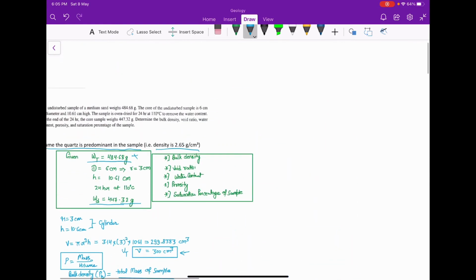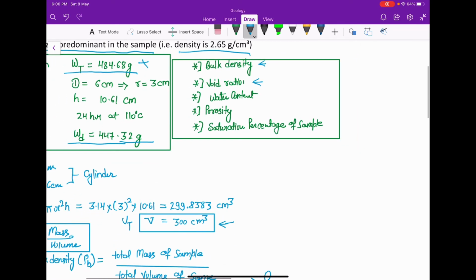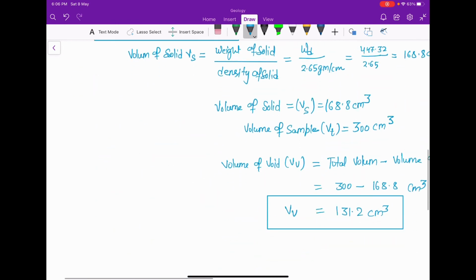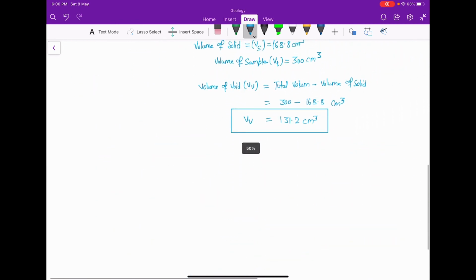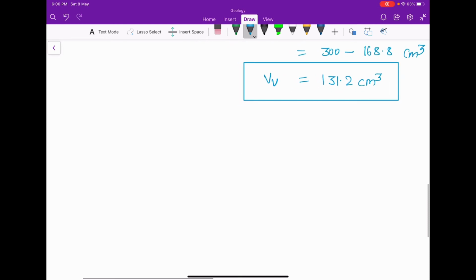So what we find here: bulk density and void ratio. Now water content, then porosity. So next is water content.